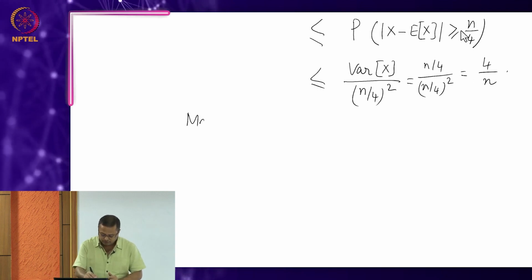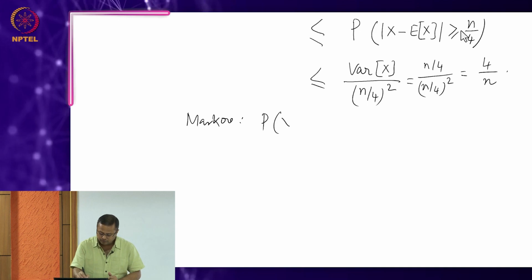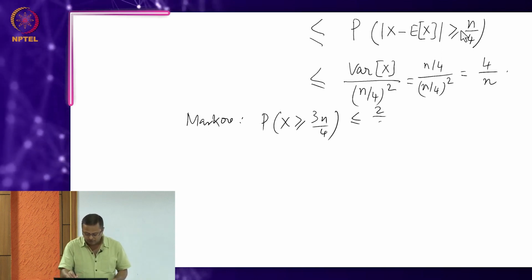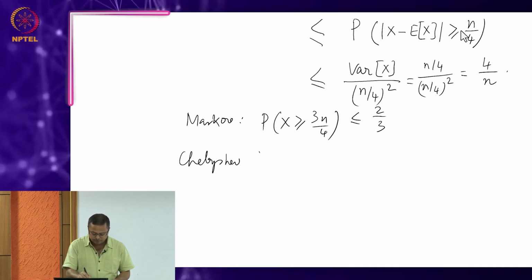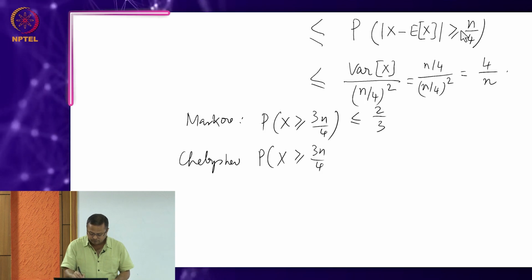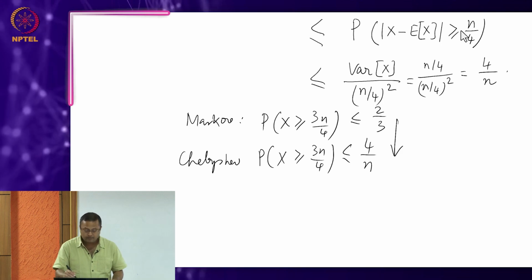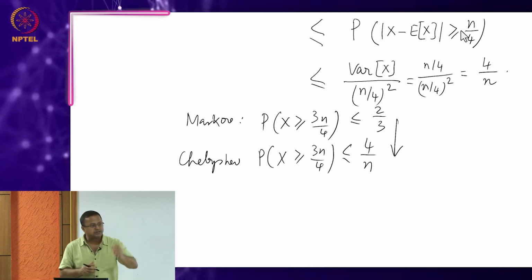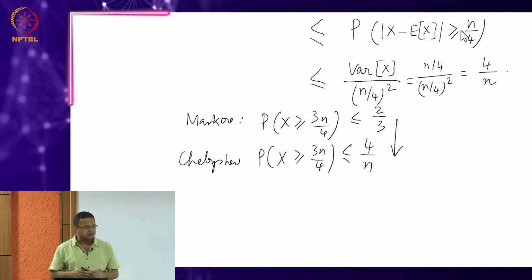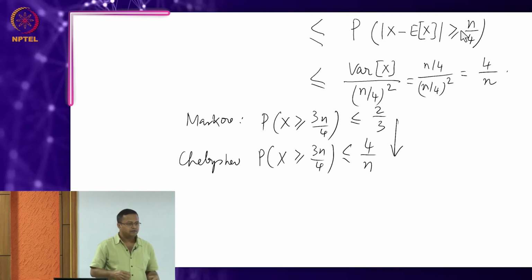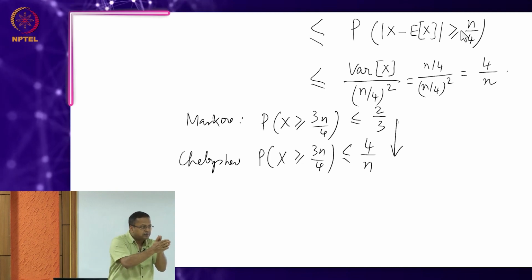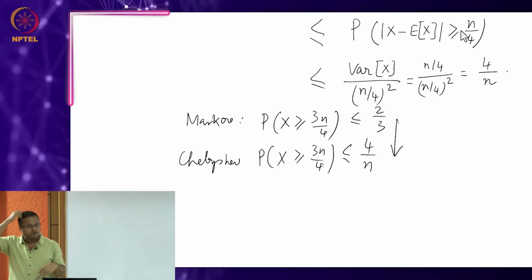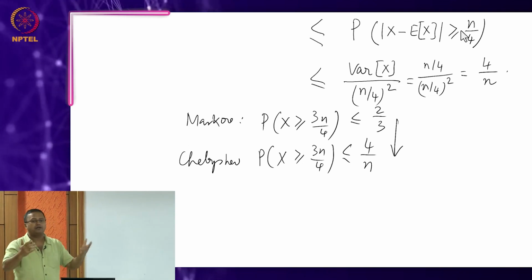So compare this with Markov. What was Markov telling you? Probability x greater than or equal to 3n by 4 was what? Can you just tell me that value? 2 by 3. What is Chebyshev telling you? You understand the reduction? Now it is no longer a constant. It is saying the more you increase n, the more this value would decrease. So that means the more you repeat this experiment, x is always going to take values very close to the expectation, because that probability is going to go down as you increase n. Now see the dramatic improvement just the moment I bring in second moments.